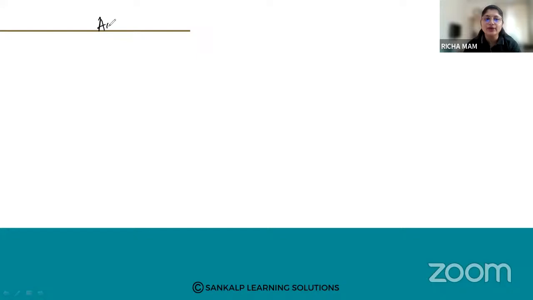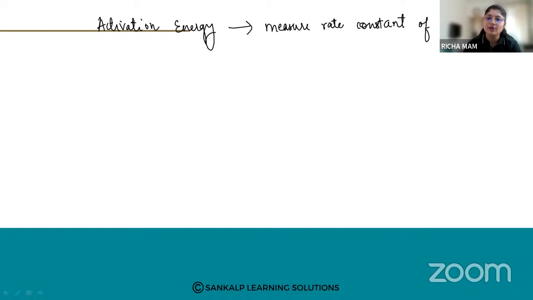If you want to calculate the activation energy experimentally, what we have to do is measure the rate constant of a reaction by taking the temperature at two different values. So at two different temperatures we can monitor the activation energy. Now we have the equation.